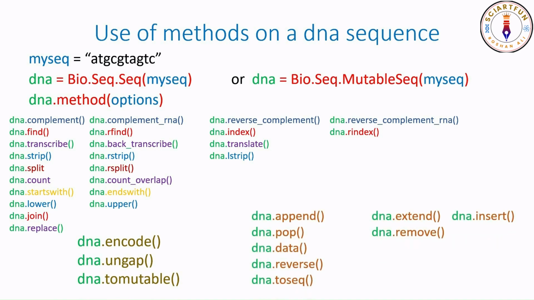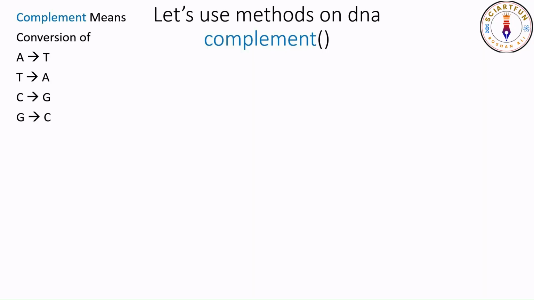Now let's come to the use of each individual method on a sequence. Let's have a detailed look at each method separately. Method number 1, the complement method. What does this method do to your sequence? It creates the complementary sequence of a given sequence. That is, A is converted to T, C to G, T to A, and G to C.